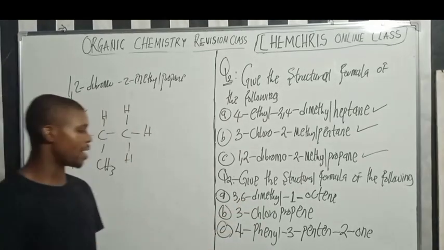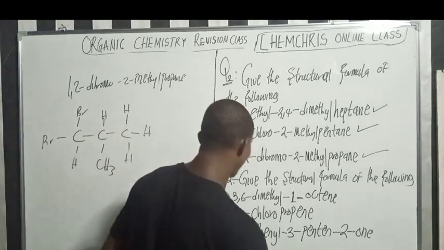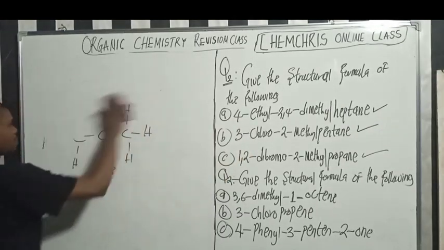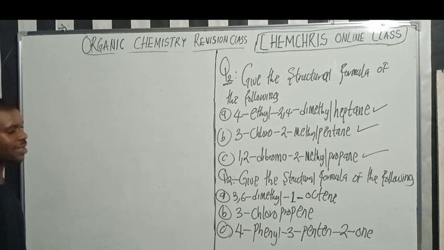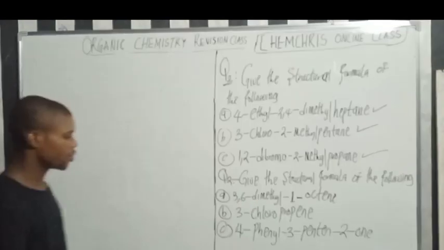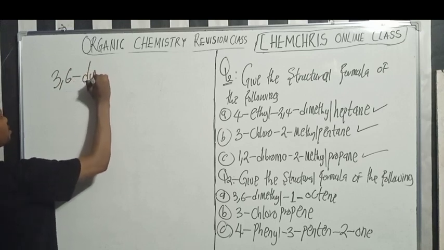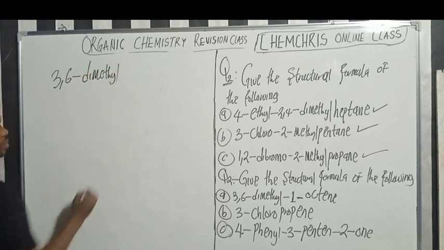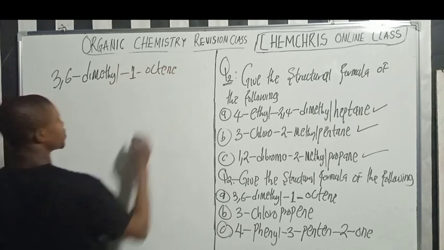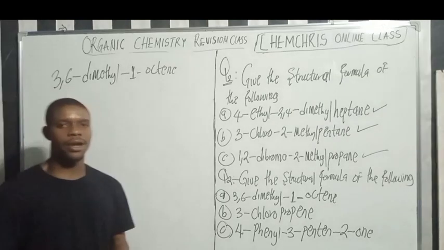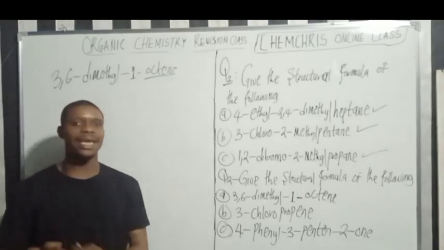So let's move to the second part. Give the structural formula for the following. Here we have the following: A, B, and C. So let's try and draw the structure. So you have 3,6-dimethyl-1-octene. Oct means how many carbon atoms? 8 carbon atoms with a double bond, ene, right?